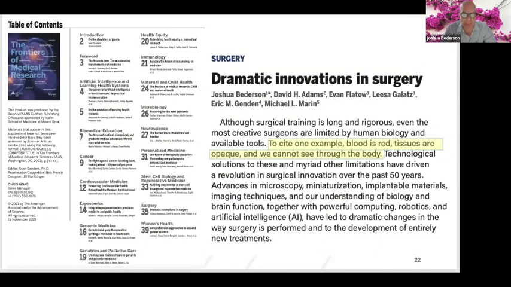I had a chance to write a paper in Science about innovations in surgery, collaborating with cardiac and other surgeons here. And in trying to summarize what are the things that really is a challenge in neurosurgery, I focused on the concept that blood is red and we can't see through it. Tissues are opaque. Bone is hard, brain is soft. And some of the basic design features of the human body and the brain really make it challenging to operate.